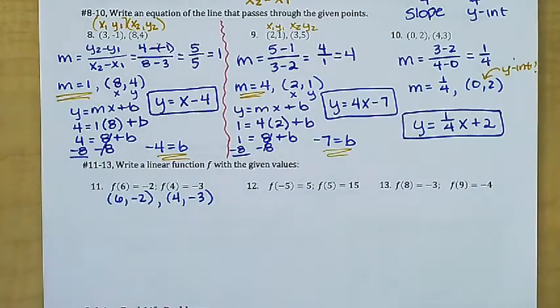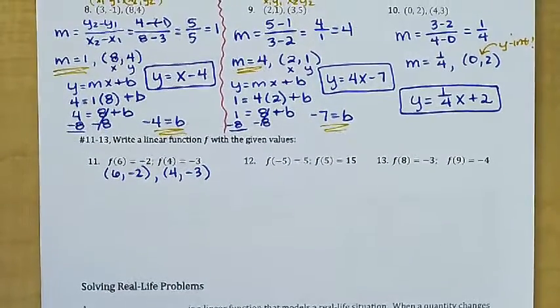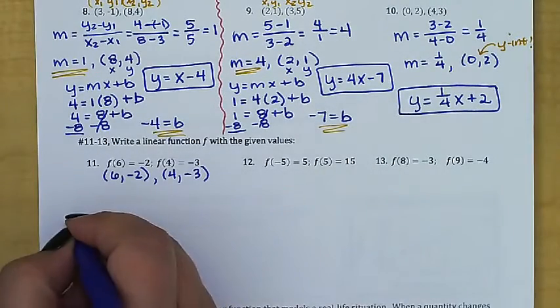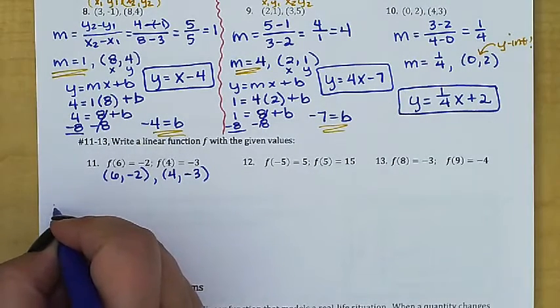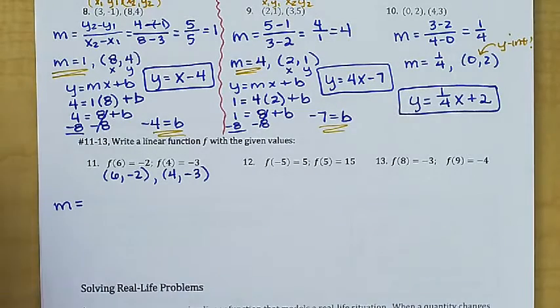The rest of this is history. You treat it exactly like you would 8, 9, and 10. You would find the slope using the slope formula, and then you would write the equation of the line. So I'm going to start here. I want y'all to try this one on your own. Find the slope first on your own and see how you do, and then we can see the equation.